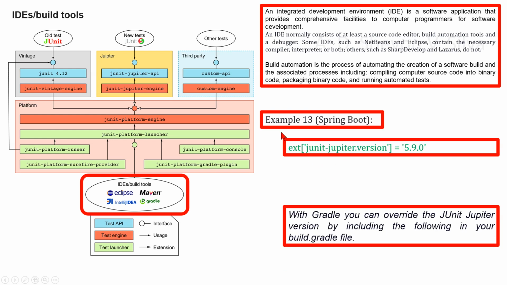As an example 13, we can consider Spring Boot here. Configuration with Gradle: you can override the JUnit Jupiter version by including this in your build.gradle file.